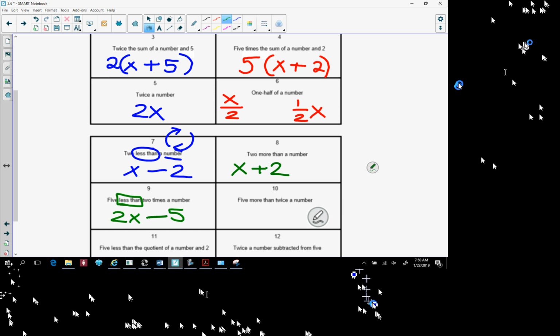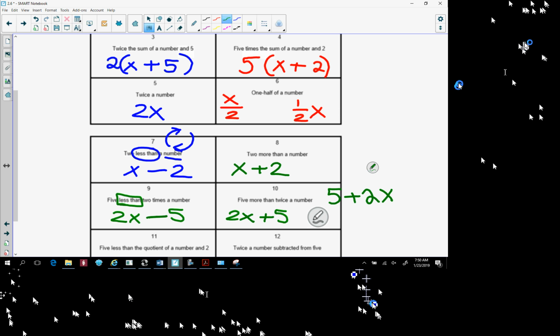So I'm just going through it once, and then you're going to practice with expressions. 5 more than twice a number. So I know that I have twice a number, and if I have 5 more than that, it's plus 5. If you wrote it like this, 5 plus 2x, that's fine too, because when adding, it doesn't matter the order. So whichever you want to do.